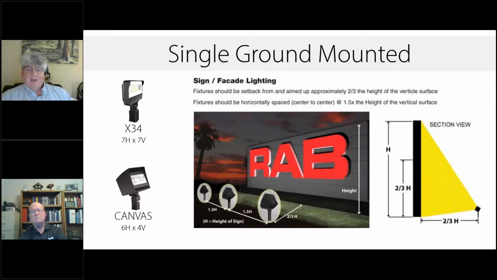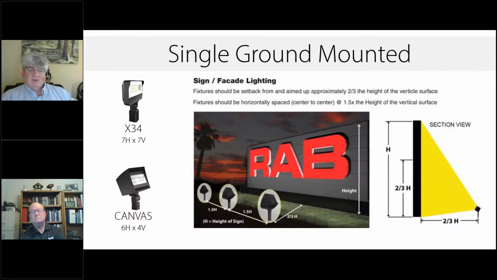In this case, we're looking at a building that is, let's say, 30 feet high. And so we're going to mount the fixture, ideally 2/3 of that 30 feet. So that would be 20 feet out. And then we're going to target 2/3 up the height of the building or the sign. That's kind of the ideal sweet spot when you're lighting up a sign or a billboard or a wall: you look for aiming at about 2/3 of the way up. And that gives you the most even distribution across.